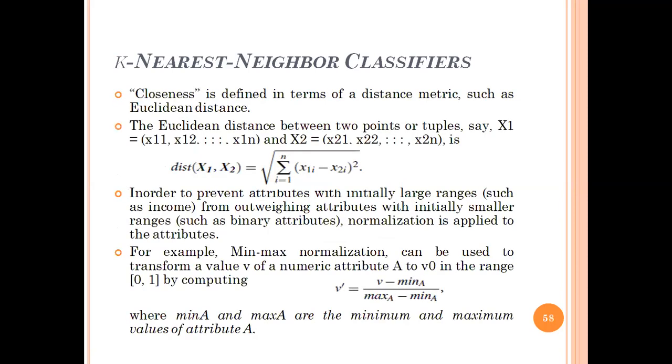Okay, so here the closeness or similarity is defined in terms of distance metrics. Mainly we'll be using Euclidean distance for calculating the distance in interval scale variables. And if they want to perform normalization, they will perform normalization also.